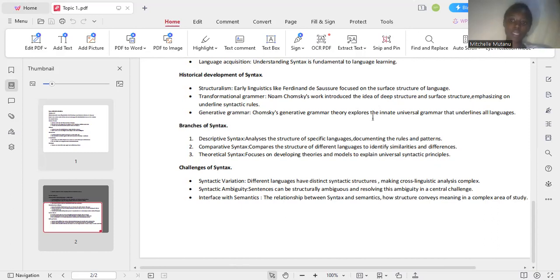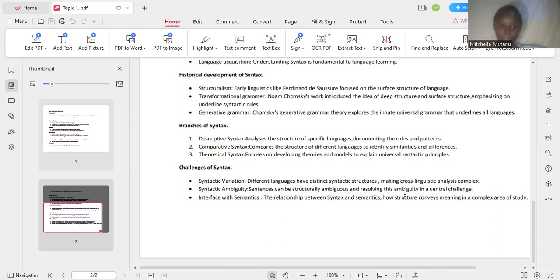Branches of syntax. Descriptive syntax analyzes the structure of specific languages, documenting the rules and patterns. Comparative syntax compares the structure of different languages to identify similarities and differences. Theoretical syntax focuses on developing theories and models to explain universal syntactic principles.